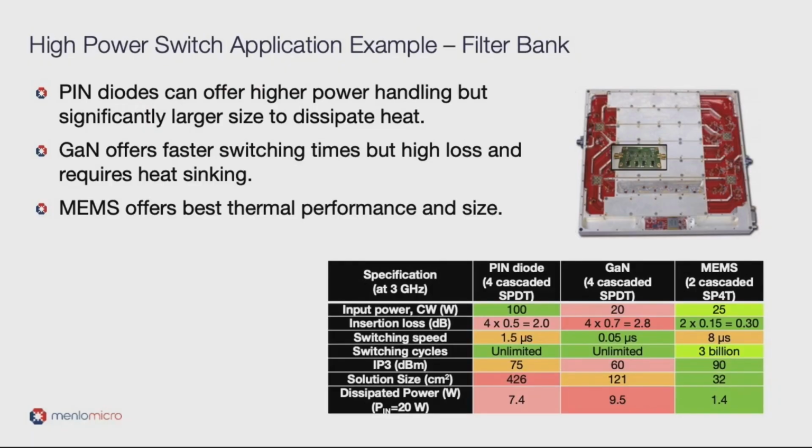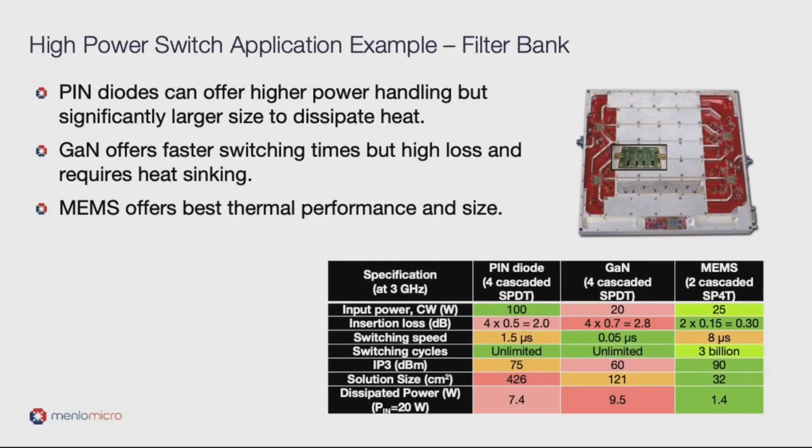As you can see in the table below, the PIN diode solution has the highest power handling limit at 100 watts, but this is at the expense of a significant size increase. This is because of the heat sinking required to handle the dissipated power from the 4 switches, each with half a dB loss.